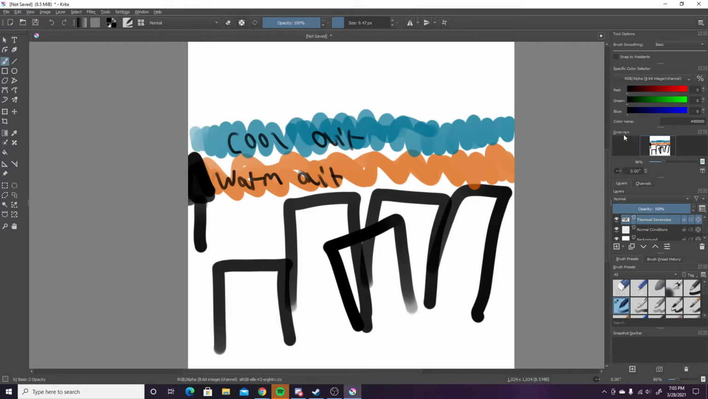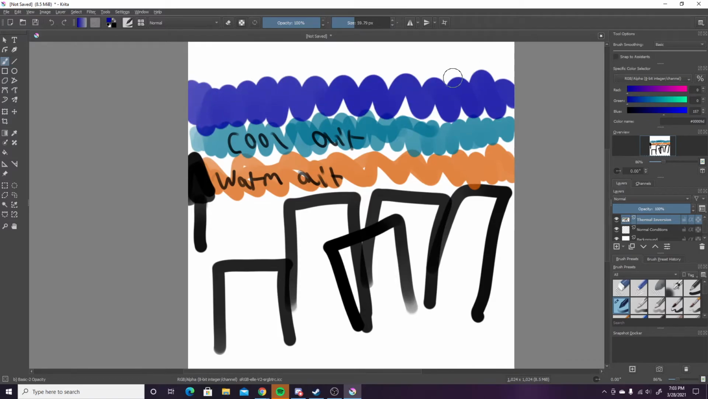And then it turns into cold air, alright? As it moves up into the air, all the pollutants and all the city air move upwards, and it goes from warm air to cool air and then to cold air, right?